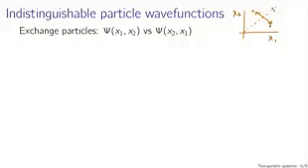We don't need just that the wave function itself doesn't change if I exchange x1 and x2. What we need is for the observables not to change. And furthermore, we need the observables not to change at all if we swap the particles back to where they were originally. So if we want the exchange of particles to not matter, let's define an exchange operator, p hat.